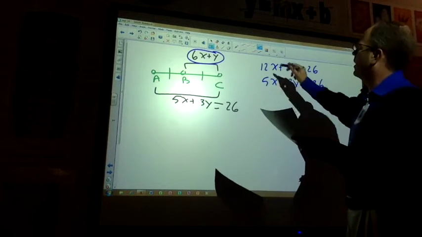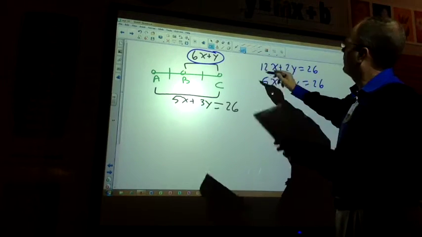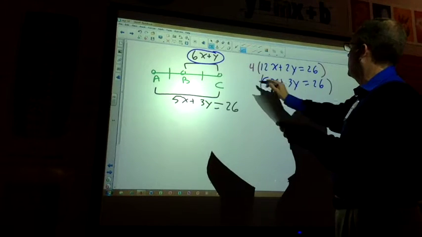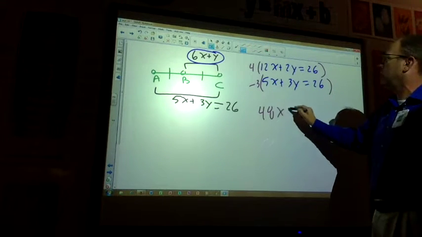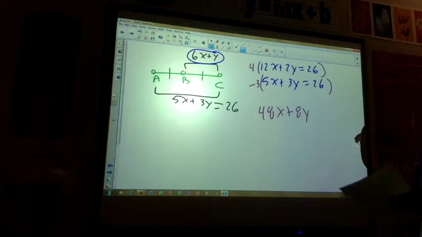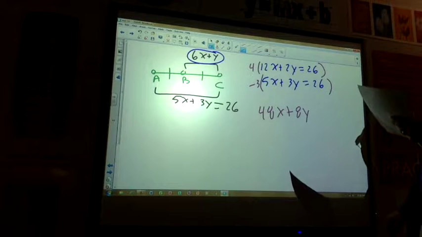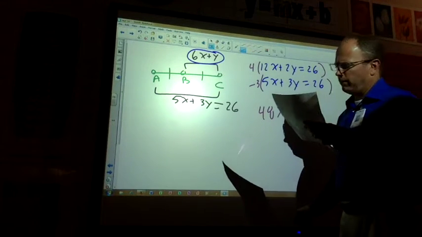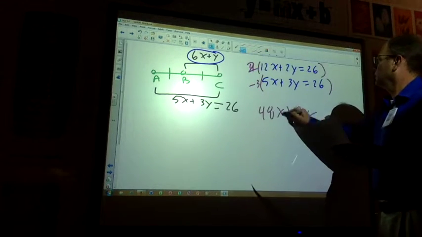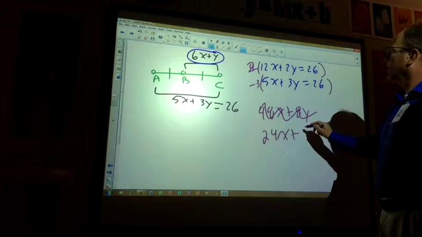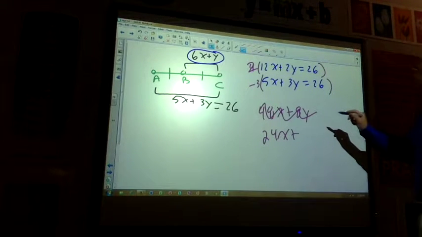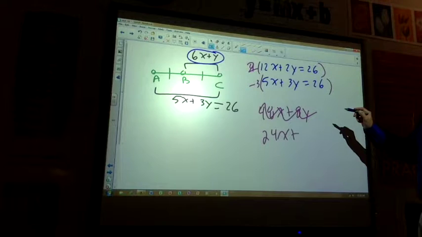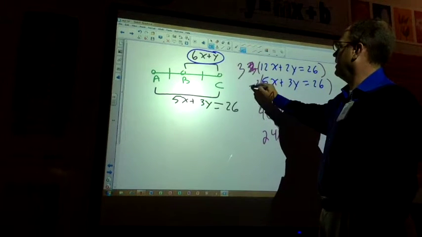Perfect. So from here, I might choose to multiply this whole thing by 4 and this whole thing by negative 3, so that's what, 48x on top plus 8y. Why did I choose 4 and 3? What am I trying? Wait, I have something wrong. You should do 2 and 3. Yeah. 2 and 3. Why did I do 4? Wait, what are we doing? No, you're supposed to do top by 3, bottom by 2. Oh, my goodness. 3, and that by negative 2.